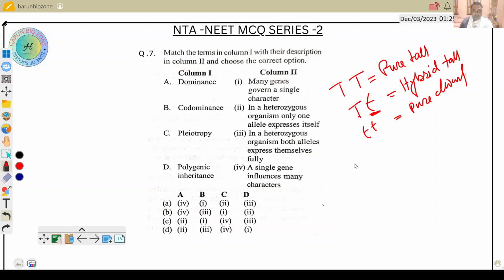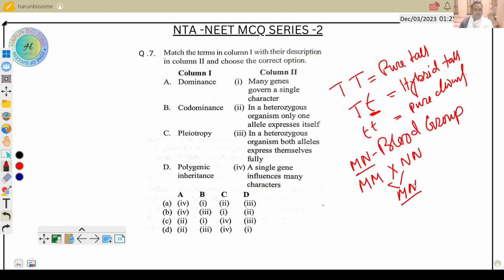And codominance means like the MN blood group. Here both alleles are expressed, like in the MN blood group. When they express, both M and N are expressed here. Or the AB blood group, both are codominant examples.